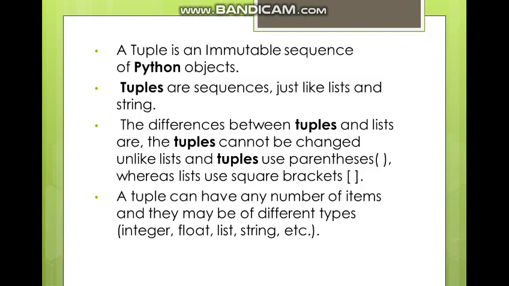So today we will review another topic from class 11th, that is tuples. Now, as we know, a tuple is an immutable sequence of Python objects. That means immutable, just like a string, and unlike a list, a tuple cannot be modified. Tuples are sequences just like lists and strings.